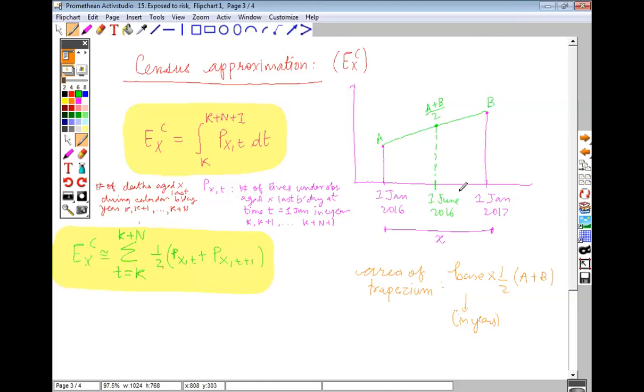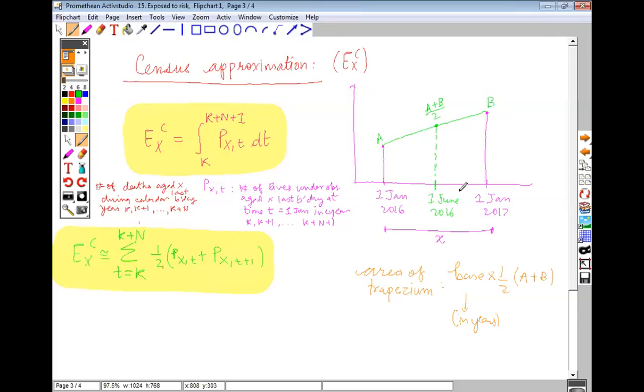So the only thing that's changing is the year from K to K plus N. You start with PXK plus PXK plus 1. So this could be PX 2016 plus PX 2017, divided by 2. We have observed A and we have observed B, so this will just be A plus B upon 2 for this particular year, 2016 to 17. Does this make sense to you now, Isha? Yes, I understood. So basically, we've just substituted the PXT and PXT plus 1 in the trapezium formula, the area of a trapezium. Exactly. And the base is 1 because we are considering it for 1 year.